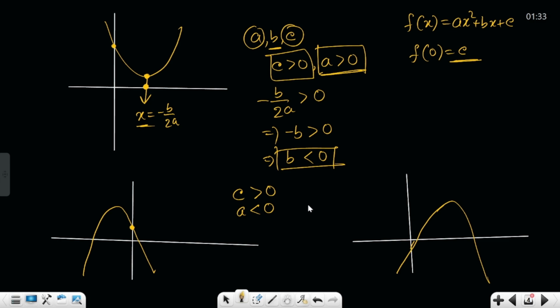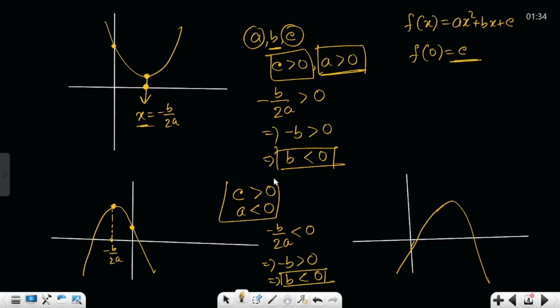Now what about the sign of b? This vertex is in the negative direction of the x-axis. So here it is minus b by 2a. So minus b by 2a should be less than 0, right? Because this is on the negative side of the x-axis, so this will be less than 0. Now a is less than 0. So if we multiply both sides by 2a, then the sign will be reversed. So b will be less than 0. So yeah, this is very simple.